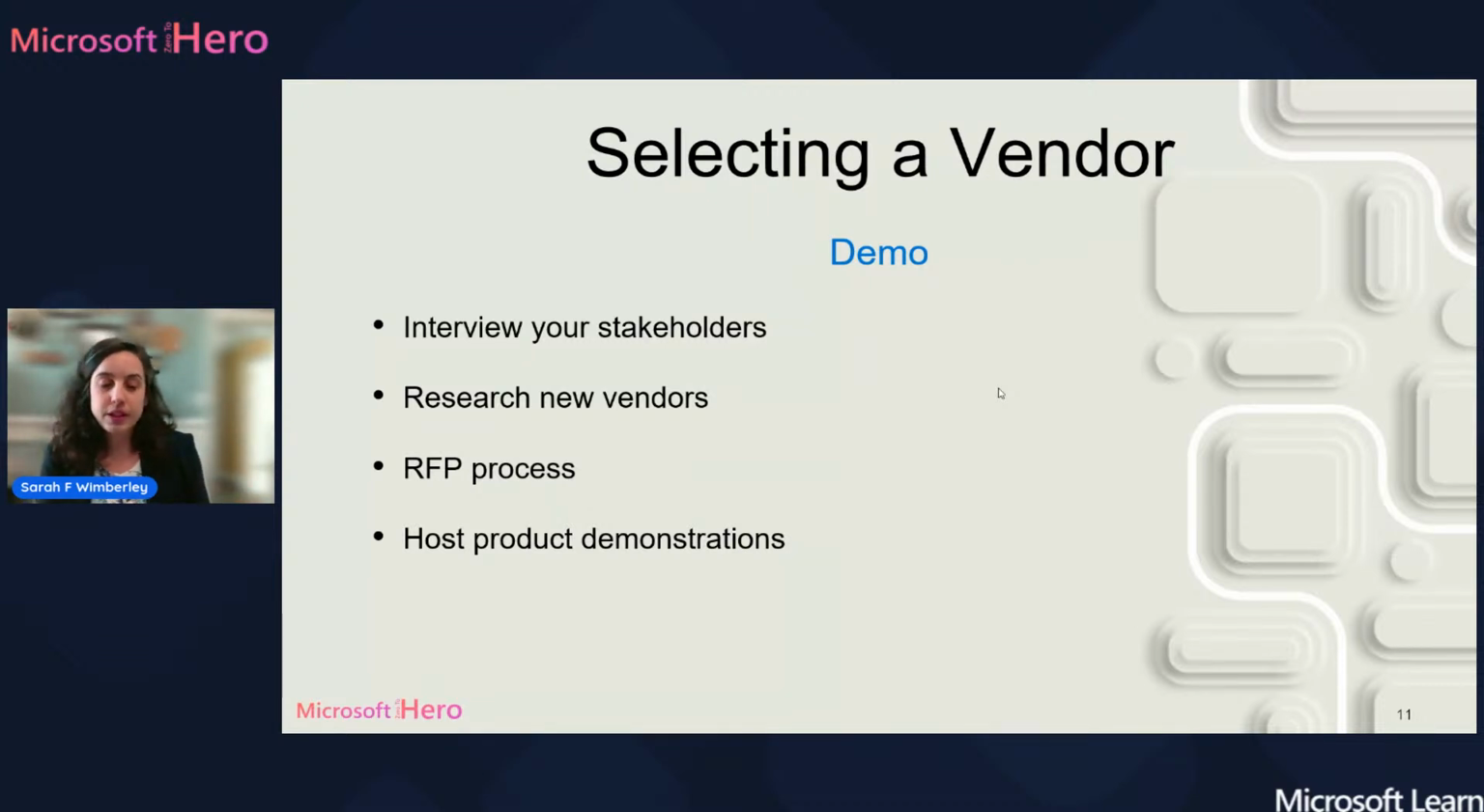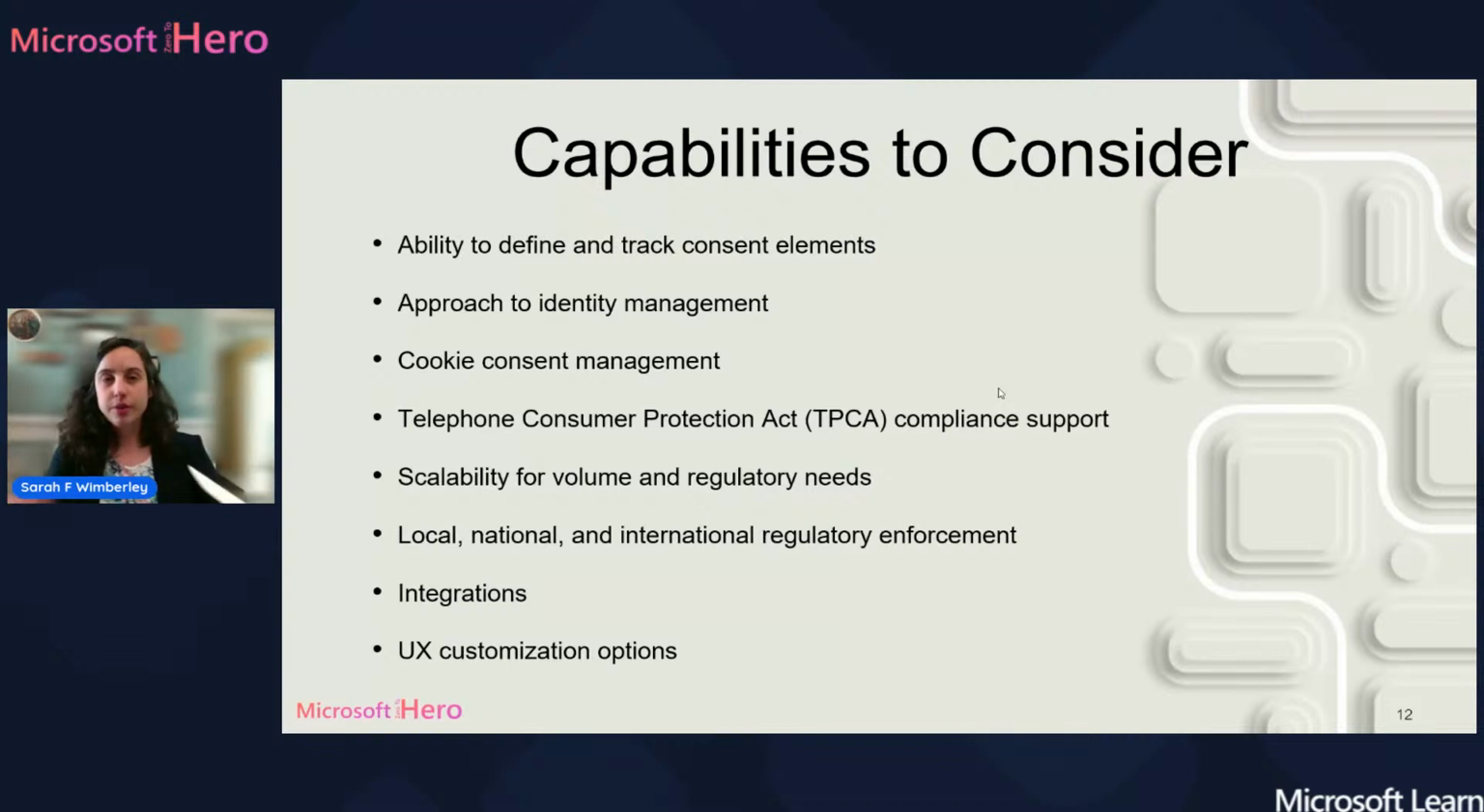And then subsequently, that'll help narrow your list to 3 or 5 options to host product demos and have those vendors come in with their experts, where you would bring your stakeholders together along with the vendor to really dig into what the product can do, not do, and allow your stakeholders to ask questions directly of the vendor. So as I alluded to, we have a slide here on capabilities to consider, and we'll talk through each of these in a little bit of detail.